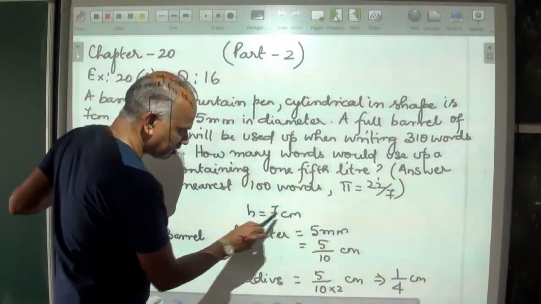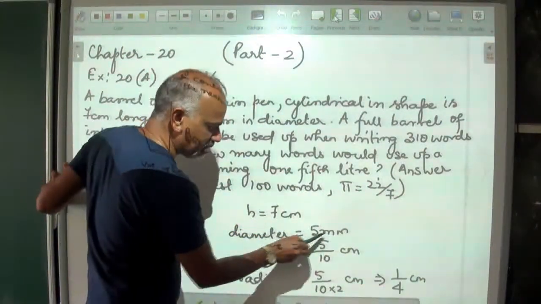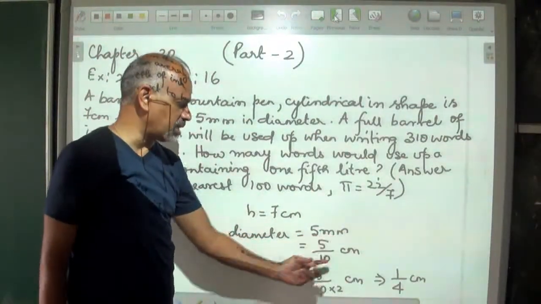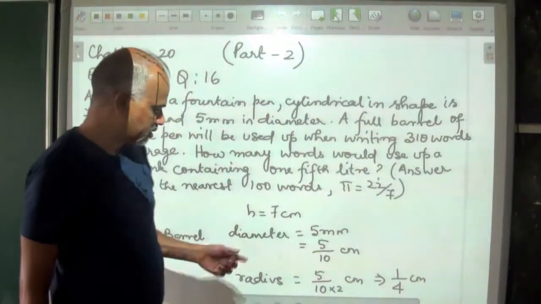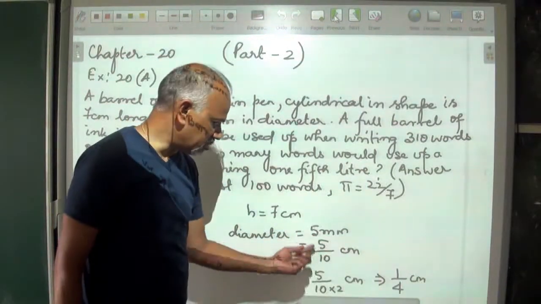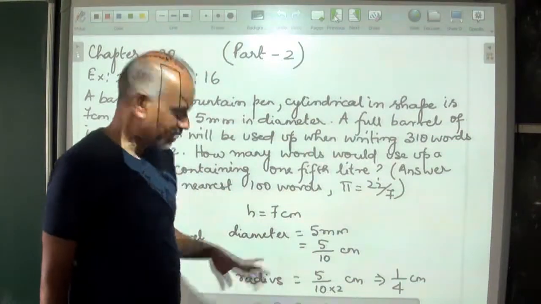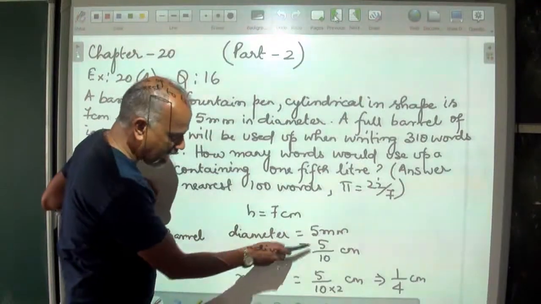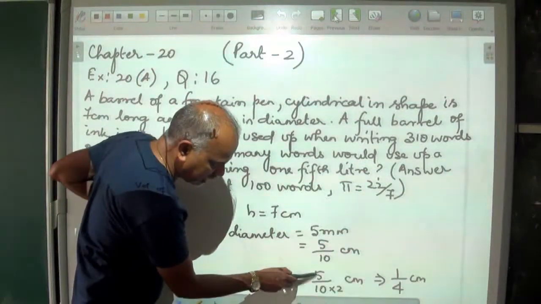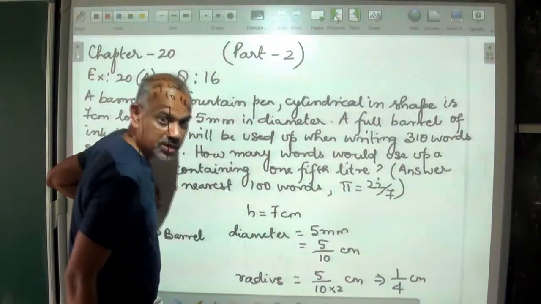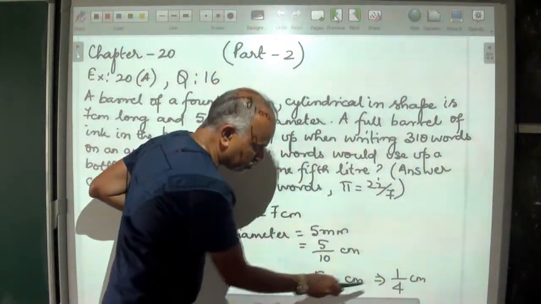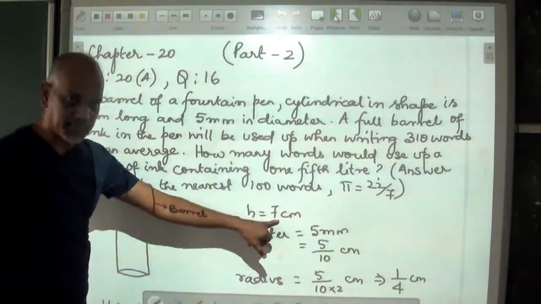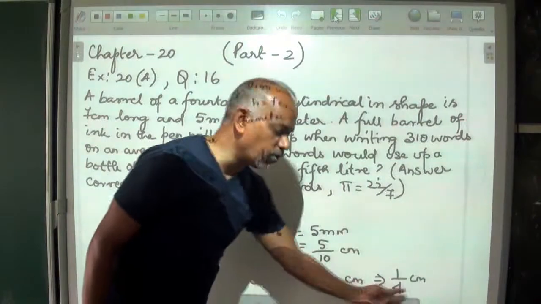Look at this. The height is in centimeter, whereas the diameter given is in millimeter. So change the millimeter to centimeter. If you have to change millimeter to centimeter, you have to divide by 10. So diameter is 5 millimeter, means 5 by 10 centimeter. That's the diameter, but we actually need only the radius. So radius is half of the diameter, so 5 by 10, half of that, into 2 in the denominator. If you simplify this, you will get 1 by 4 centimeter. So height is 7 centimeter and the radius is 1 by 4 centimeter.